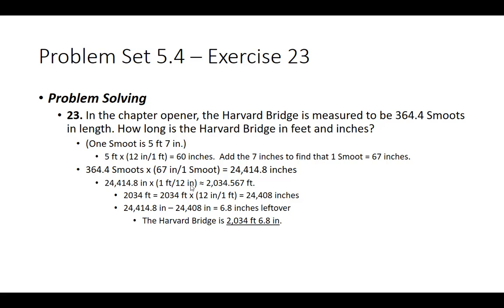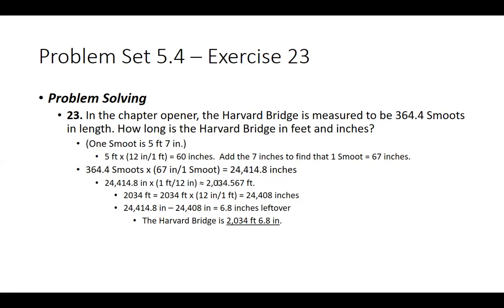And if we convert that to feet, because we need it in feet and inches, we would need inches on the bottom and feet on top. So 24,414.8 inches times 1 foot over 12 inches. Inches cancels away, leaving us with feet. 24,414.8 times 1 divided by 12 is 2,034.567 feet.